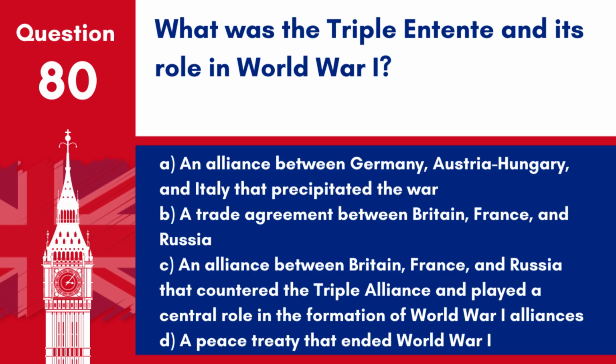Answer C. An alliance between Britain, France, and Russia that countered the Triple Alliance and played a central role in the formation of World War I alliances. The Triple Entente was a key alliance that set the stage for the network of alliances during World War I, significantly influencing the dynamics and outcomes of the war.